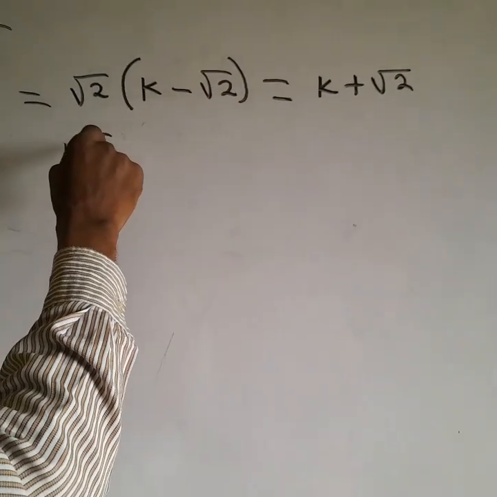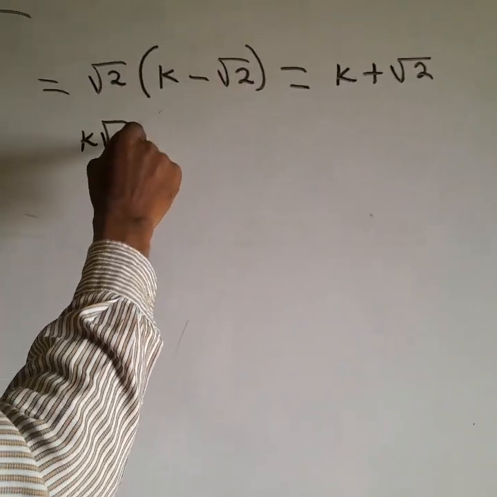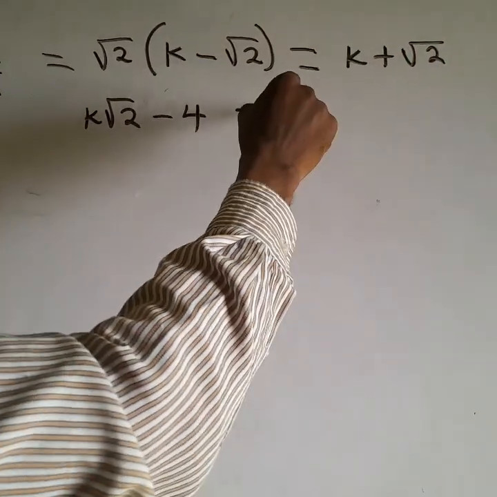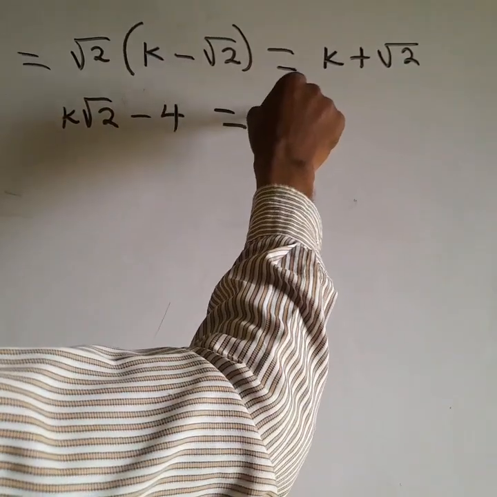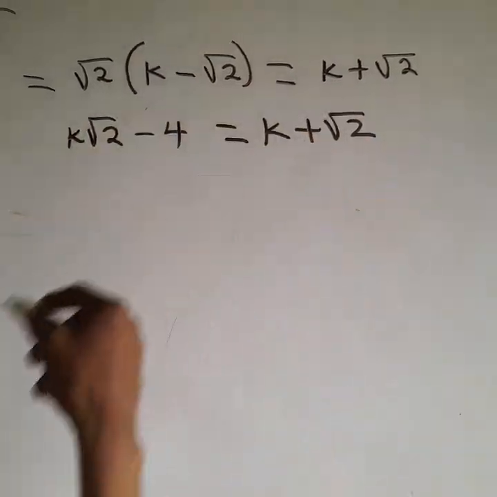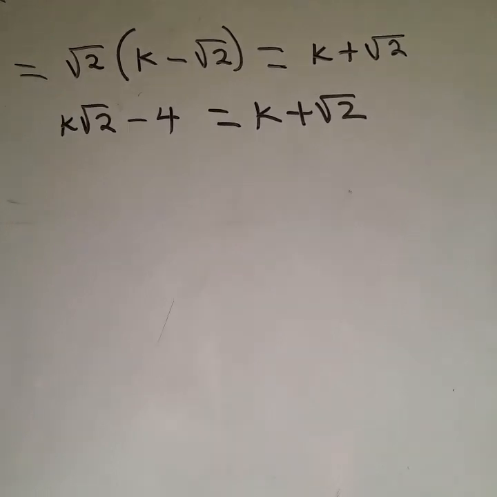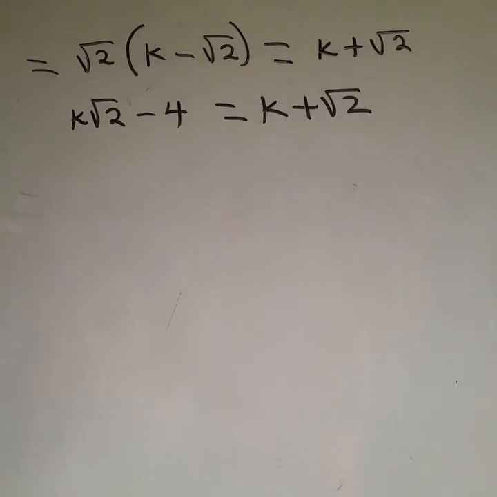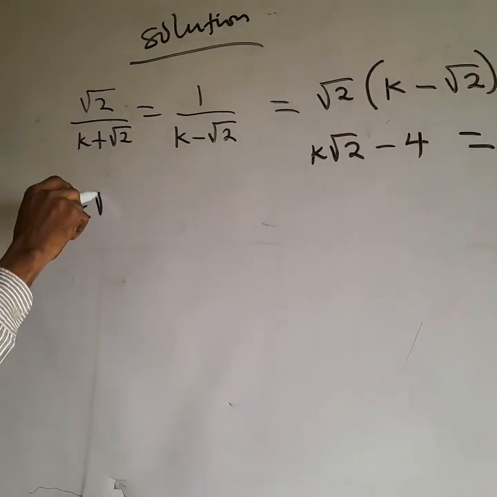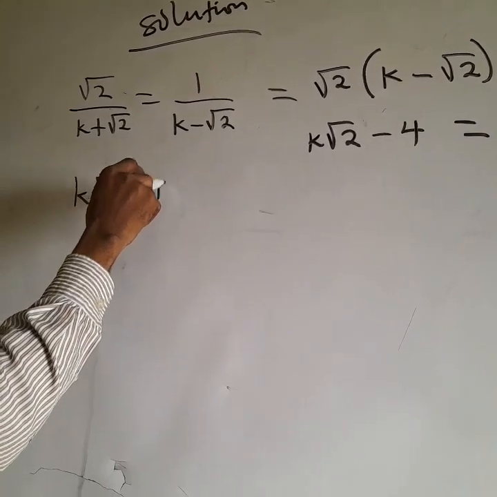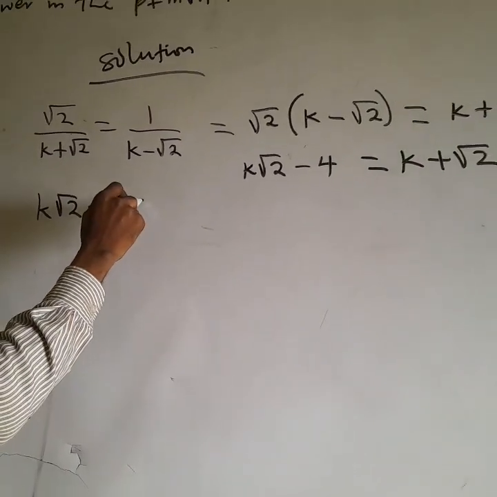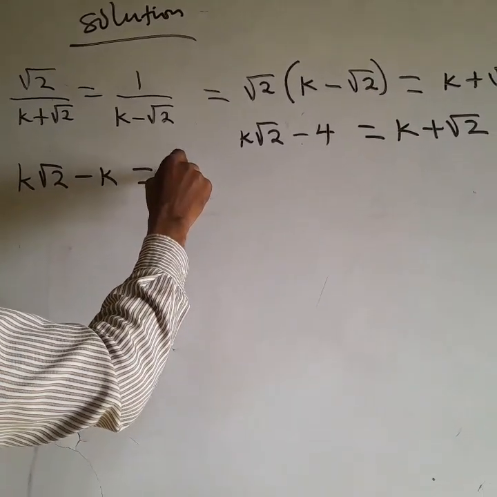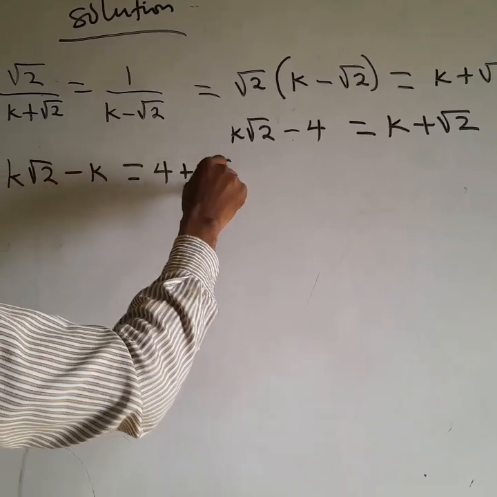So if we open this bracket, we'll have root 2 times k will give us k root 2. Root 2 times minus root 2, that will give us minus 2, equal to k plus root 2. So we'll collect like terms. Anyone that has k, we'll bring it together. So here we'll have k root 2 minus k equal to, when 2 crosses the equality sign, becomes plus 2 plus root 2.